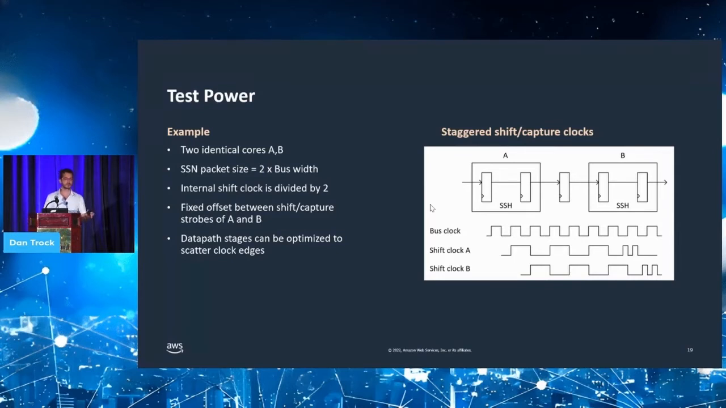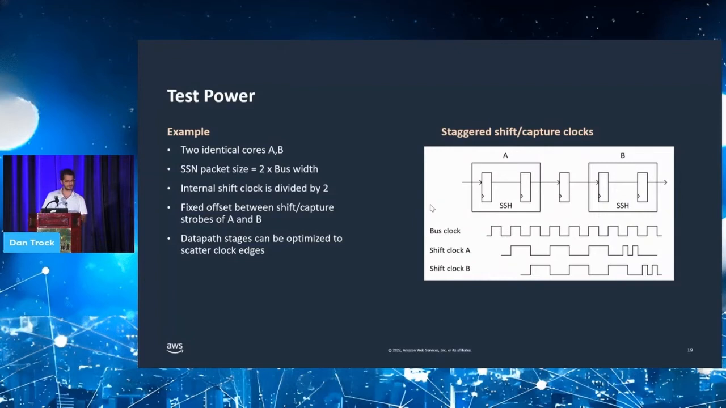So consider two cores, core A and core B, these are two identical cores, and assume that the SSN packet size is twice the bus width. So we need 2 bus clock cycles to load the full scan word in all the cores, so that they could fire the shift strobe into the scan chains, right? So the shift is happening in every core just once in every 2 cycles. In this mode, the internal clock is divided by 2 from the bus clock.